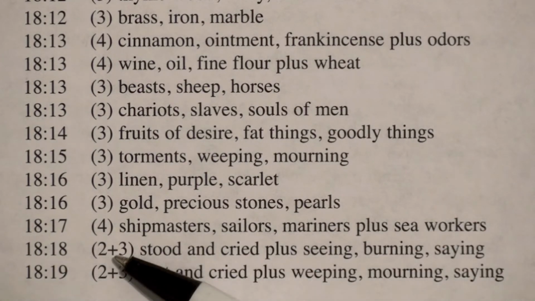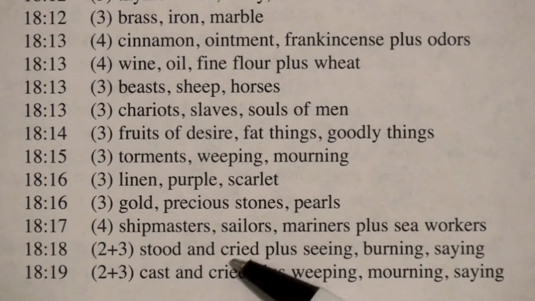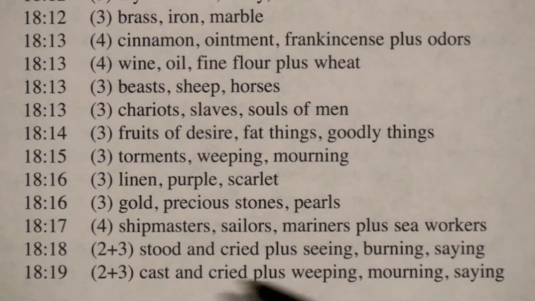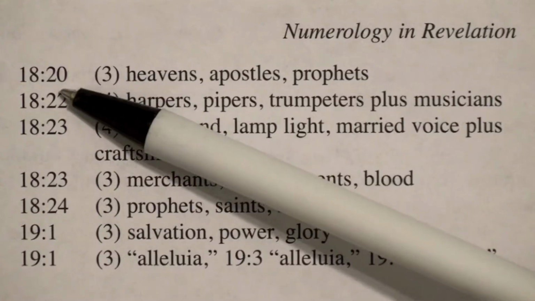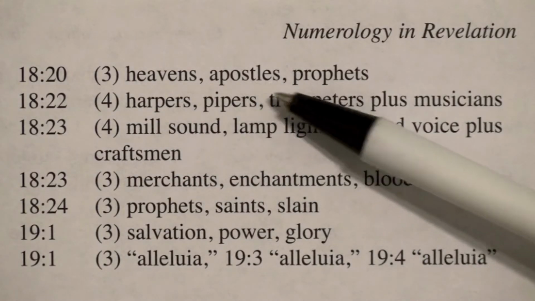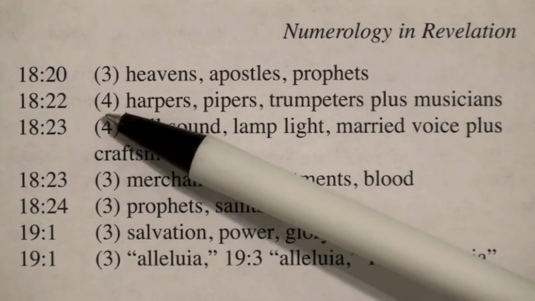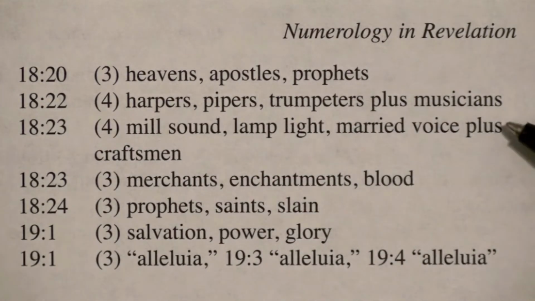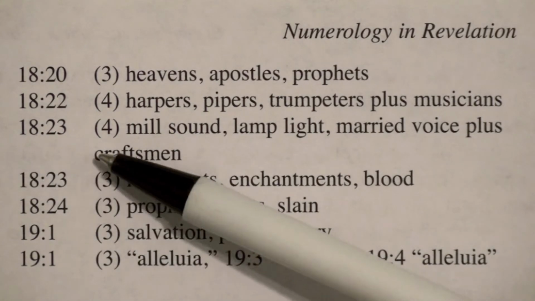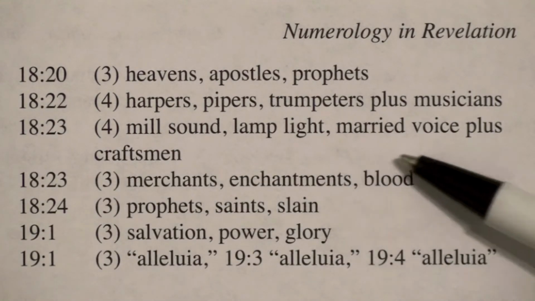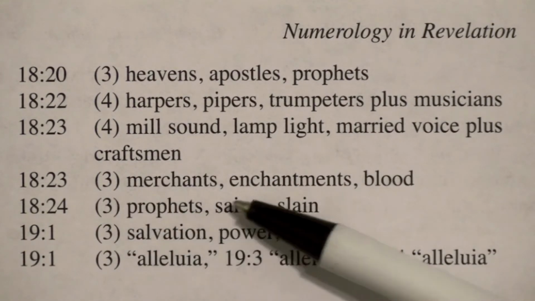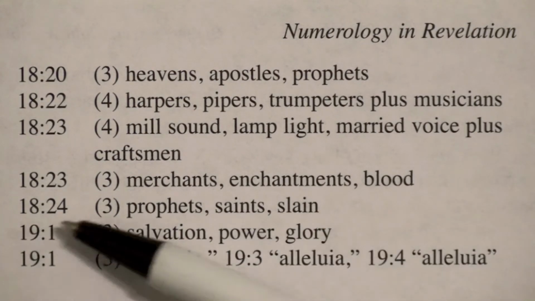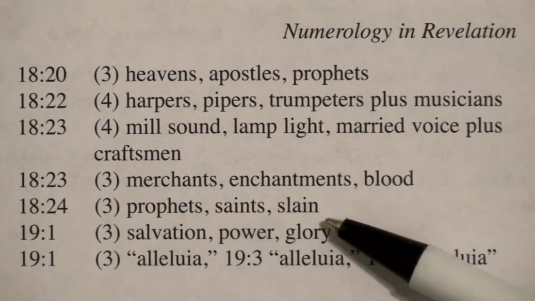Verse 18, 2 plus 3, stood and cried, plus seeing, burning, saying. Verse 19, 2 plus 3 again, cast and cried, plus weeping, mourning, saying. Verse 20, 3, heavens, apostles, prophets. Verse 22, 4, harpers, pipers, trumpeters, plus musicians. Verse 23, 4, mill sound, lamplight, married voice, plus craftsmen. Verse 23 again, 3, merchants, enchantments, blood. Verse 24, 3, prophets, saints, slain.